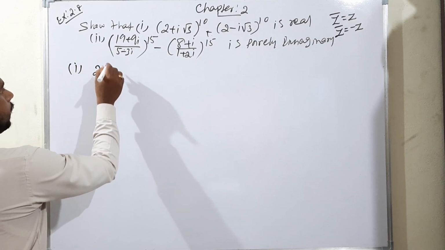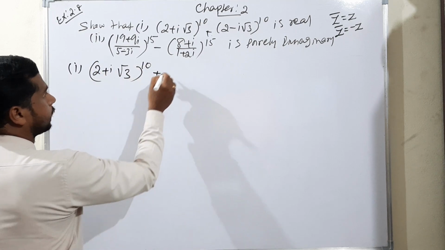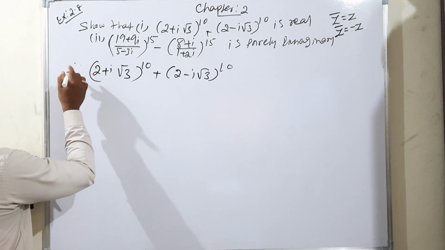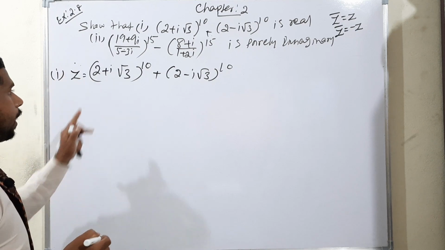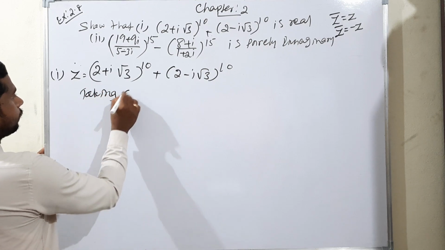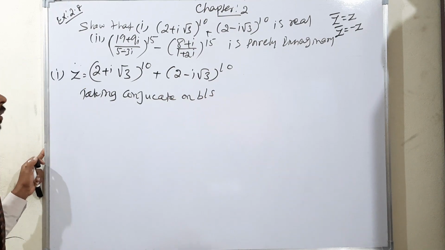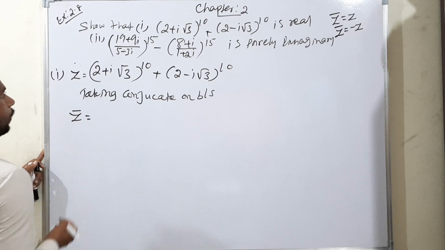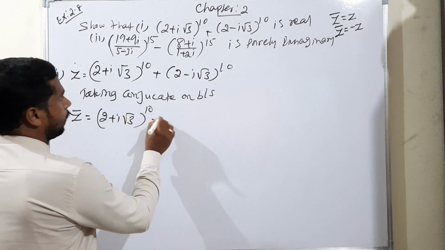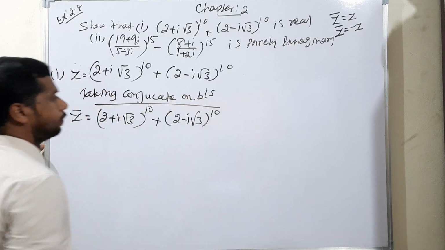The question: 2 plus i root 3 the whole power 10, plus 2 minus i root 3 the whole power 10. This is considered as Z. In subdivision 1, taking conjugate on both sides, what will happen? Z bar is equal to 2 plus i root 3 the whole power 10, plus 2 minus i root 3 the whole power 10, whole bar.